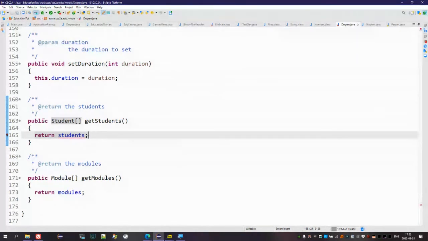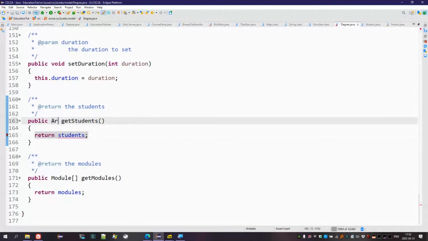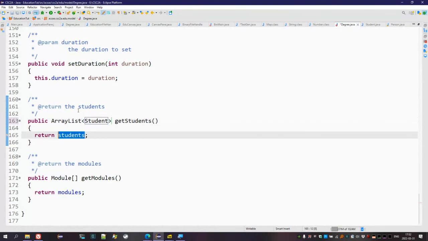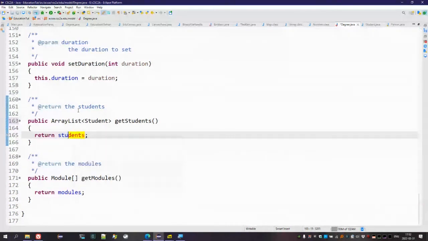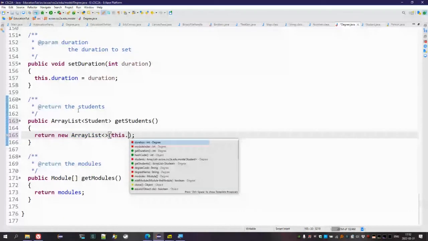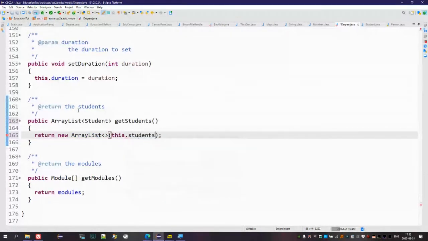So another way we can do this is, firstly, change this to be an array list, because it has to match the type. But instead of returning that, we can return a new array list that makes a copy of our current array list. So that way, that person will get a copy, and they can modify the copy whatever they want. Our internal state still stays exactly the same.